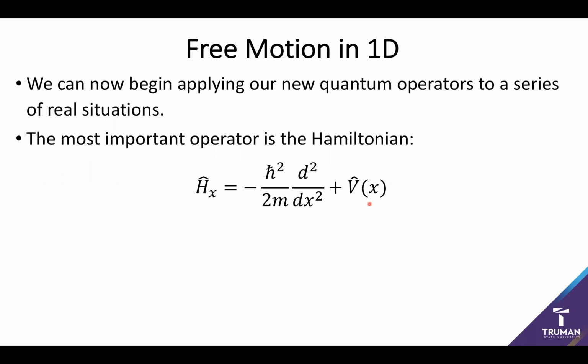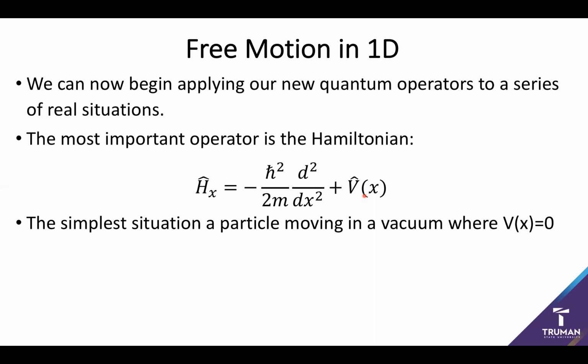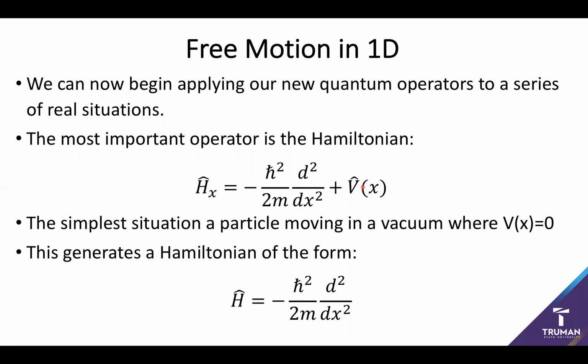This essentially just means we have a system where our particle has no real place to be. It can go wherever it wants because every place is as good as any other. So again, this is a classic vacuum situation. Physicists love it. It's a good starting point. However, when we do this, it generates a general form of the Hamiltonian of the form negative h bar squared over 2m, and then the second derivative with respect to position.